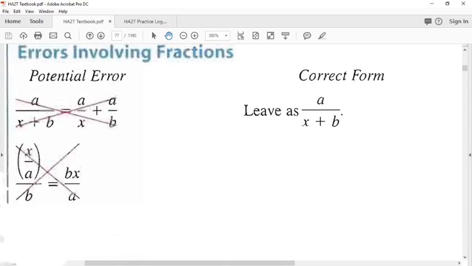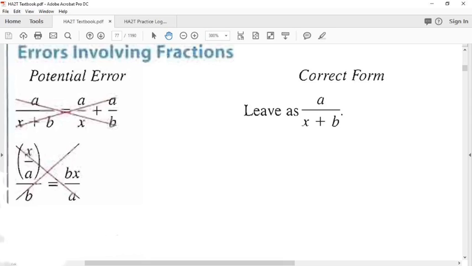I don't know if this is a common error or if it's just something you guys wouldn't know how to do. If you have a fraction inside of a fraction, what the heck do you do? Do you know what fractions really are? Division. They're really division.